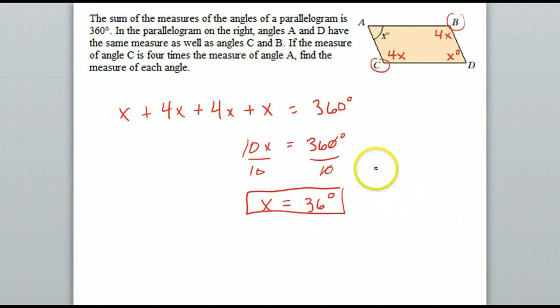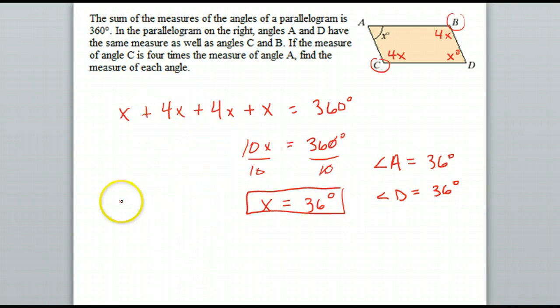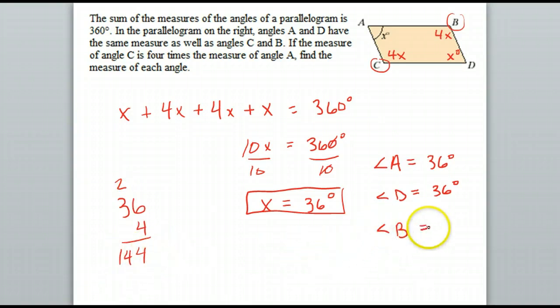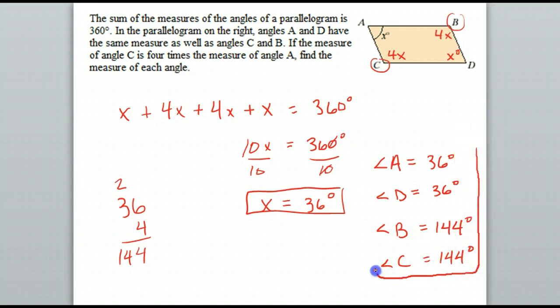So that means the measure of angle A and angle D are both 36 degrees because those both had x as their measure. And then if we multiply that by 4, we get that the measure of angles B and C is both 144. Again, add all those up and you'll get 360.